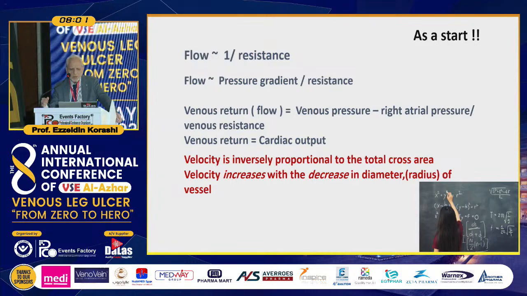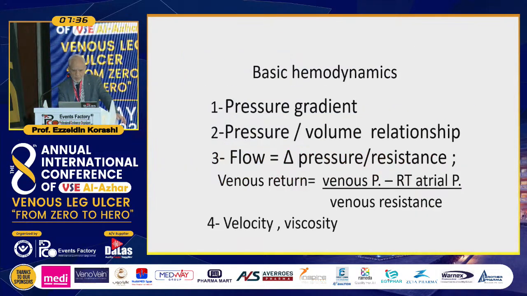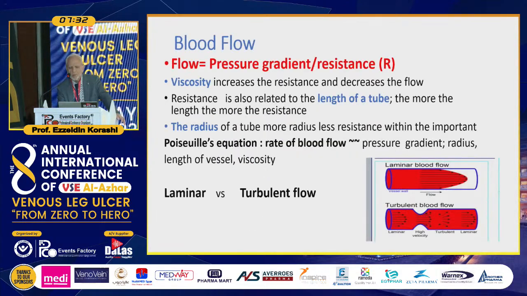Velocity is inversely proportional to the total cross-sectional area. This can also be understood if you have a capillary bed, for example, very huge in area; we will find that the velocity is less. Velocity increases with the decrease in diameter. These are the principles which are agreed upon by all the workers. I'll skip this slide and come to the blood flow to keep it to the point.